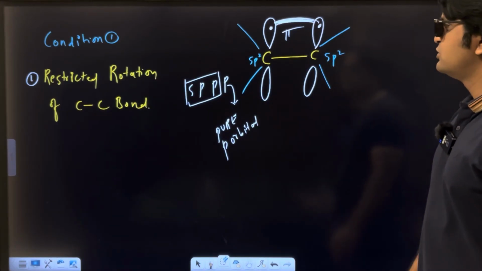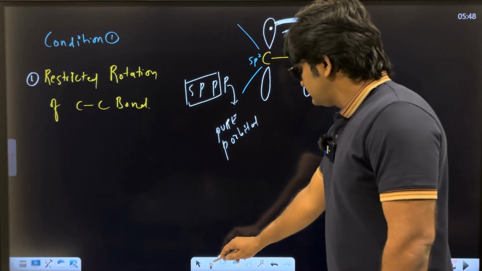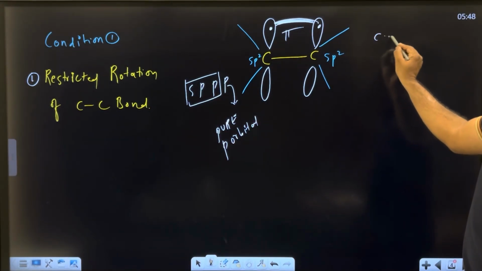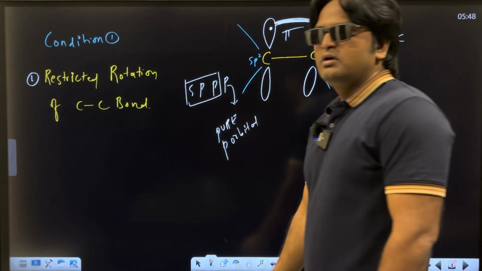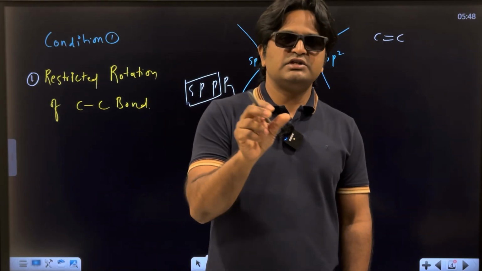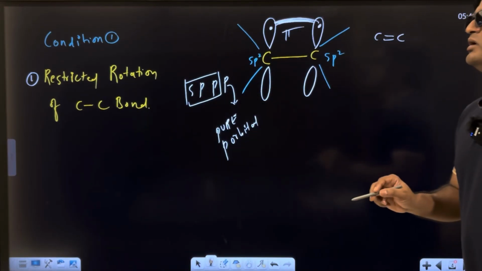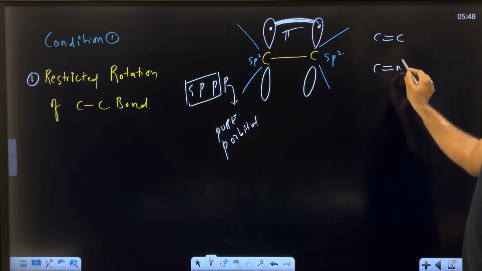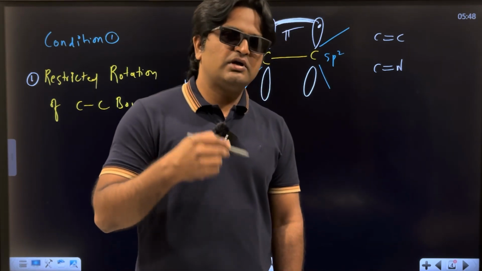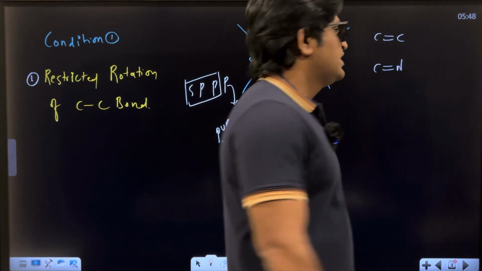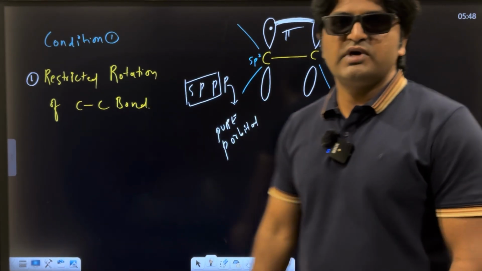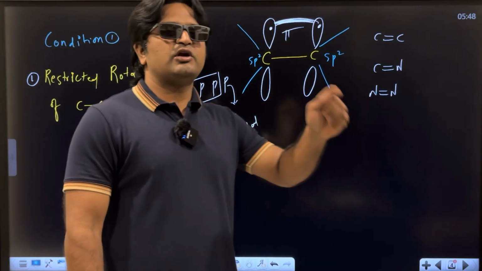So what are the best examples? Here I am taking a few molecules about restricted rotation of C-C bond. First example: C double bond C systems. Whenever there is a multiple bond, that bond should be taken as restricted rotation of C-C bond. Next, C double bond N also. There also one sigma bond and one pi bond is present. Here also C-C bond rotation is restricted, right? And sometimes we also take N double bond N. It has one sigma bond and one pi bond. Here also C-C bond rotation is restricted.